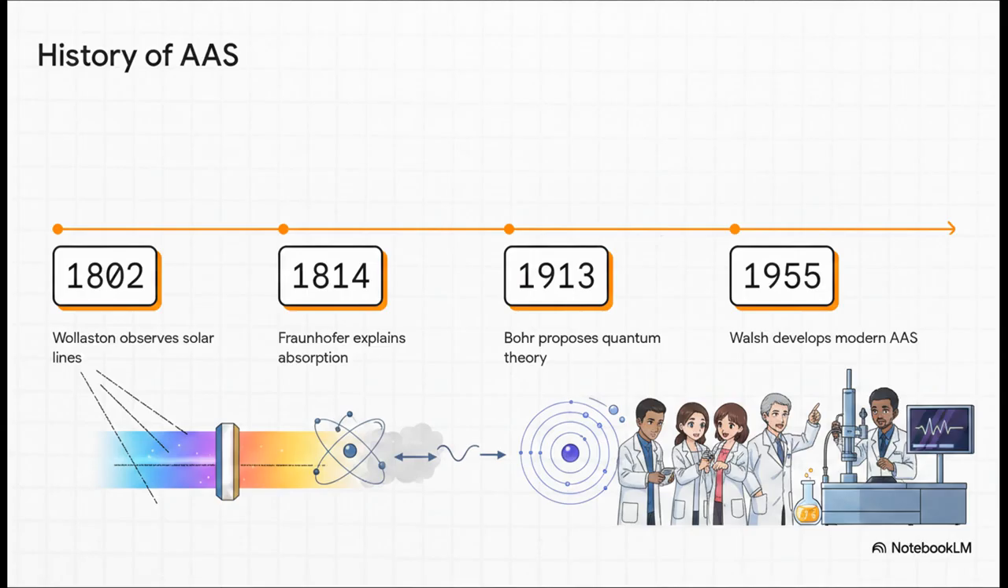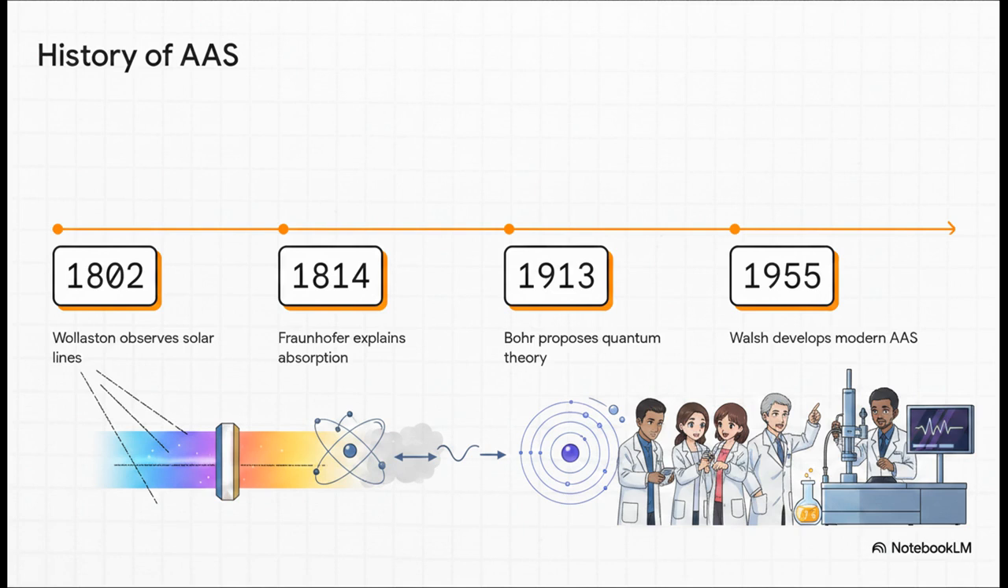Back in 1802, Wollaston spotted these mysterious dark lines in the solar spectrum, which Fraunhofer later spent ages meticulously mapping. But it was Kirchhoff and Bunsen who really connected the dots, proving those dark lines were caused by cooler atoms absorbing very specific wavelengths of light.